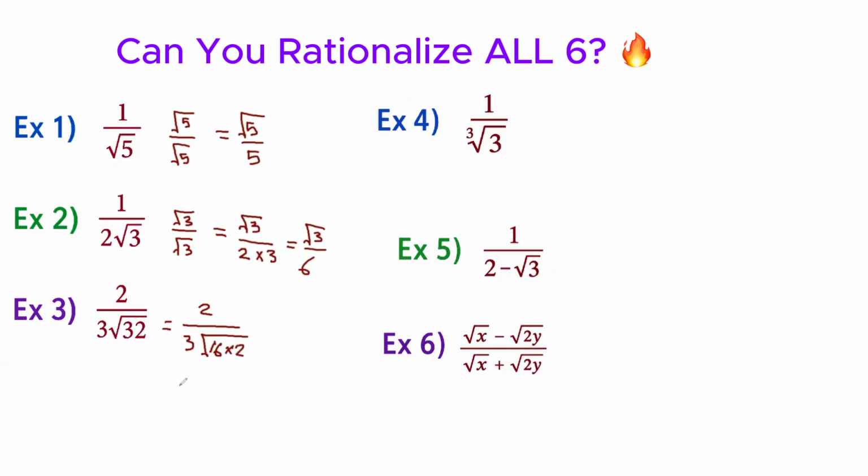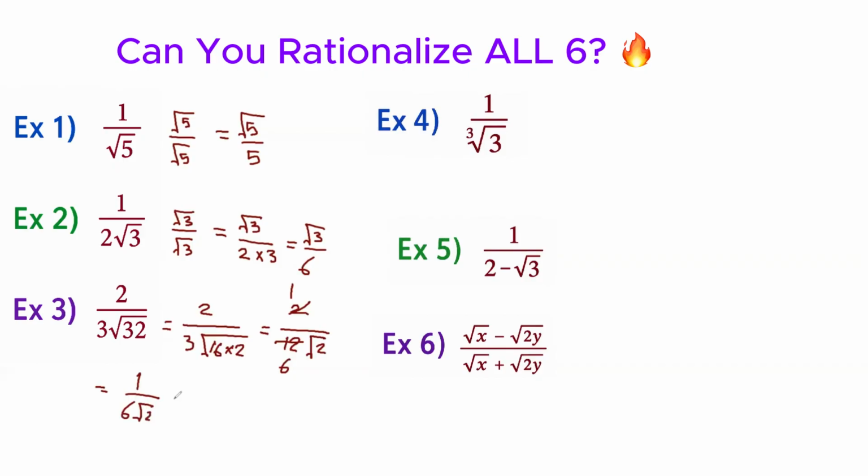Times 2, which gives me 2 over root of 16 is 4, times 3 on the outside is 12, root 2. I'm going to simplify by reducing the fractions. 2 on top divided by 2 gives me 1. And 2 goes into 12 6 times. So now this becomes 1 over 6 root 2.